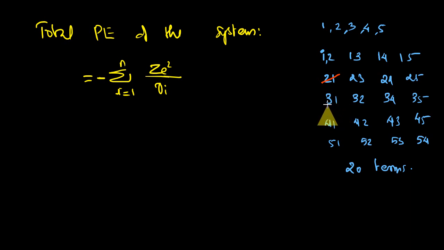Now when we come to 3, 1, 1, 3 is already mentioned. So you don't need to mention 3, 1 again because it will be a repulsion. 3, 2 can also be cancelled because 2, 3 is there. And now we can go for cancelling 4, 1 because 1, 4 is there. 4, 2 can be cancelled and 4, 3 can be cancelled because 3, 4 is already there.